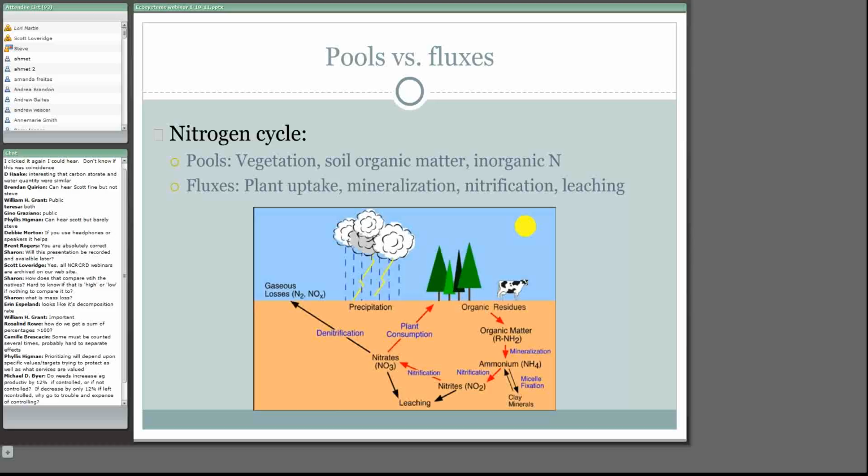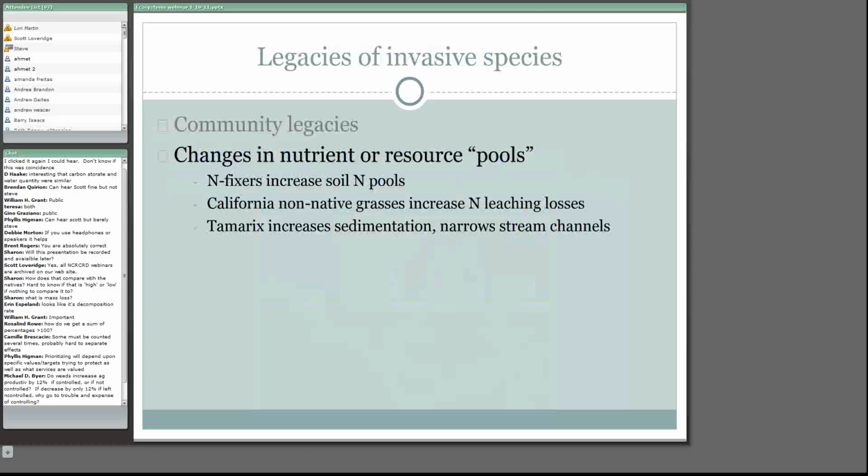Nitrogen fixers increase soil nitrogen pools. In some California situations, non-native grasses increase nitrogen leaching losses. And then, as we've already talked about, tamarisk affects sedimentation and stream channels.